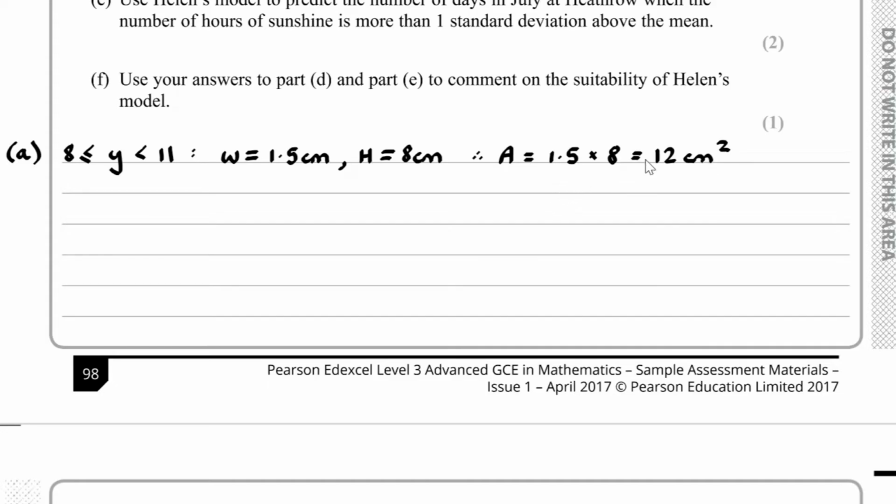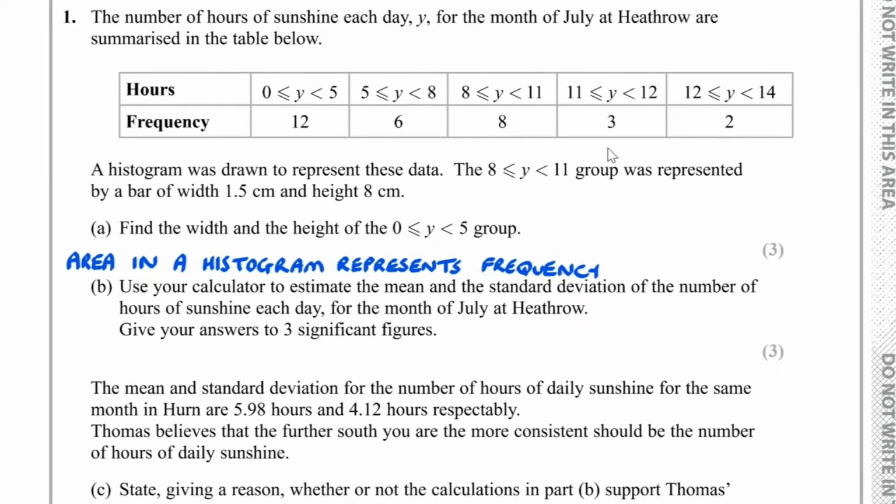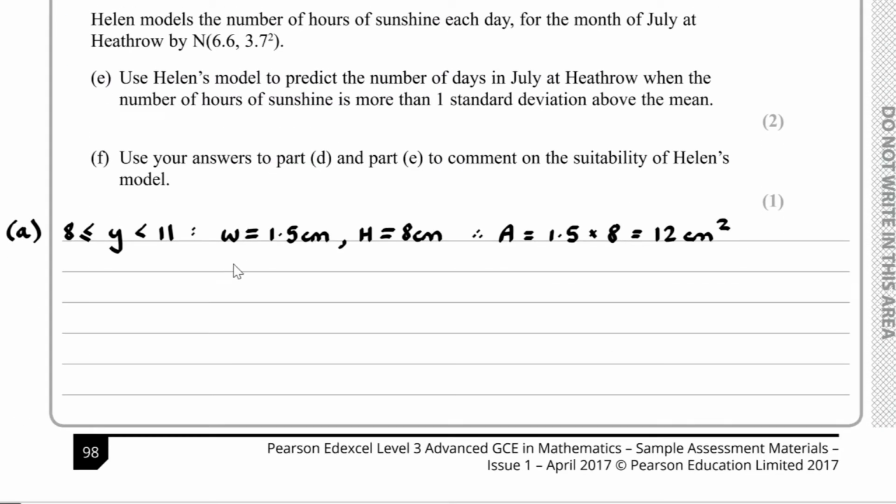centimeters squared. We also know from the question that the frequency is 8. And so where we have 12 centimeters squared, this will represent a frequency of 8. And so we can find out what 1 centimeter squared is worth. That will be 8 over 12, which is 2/3. So 1 centimeter squared represents 2/3 frequency.